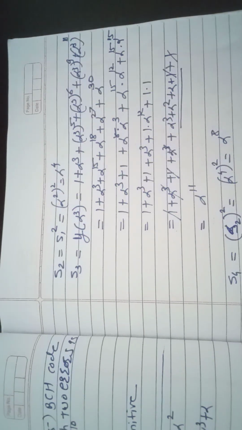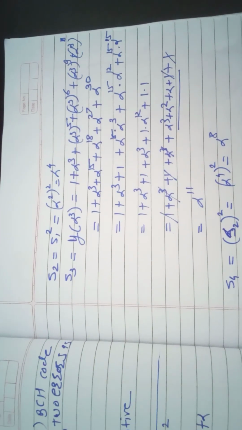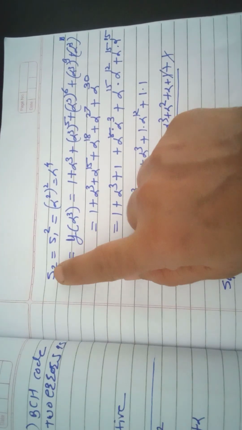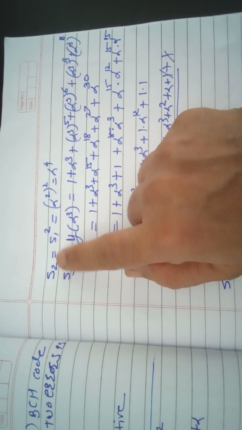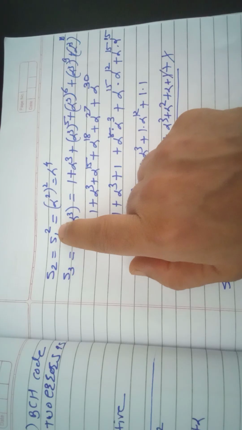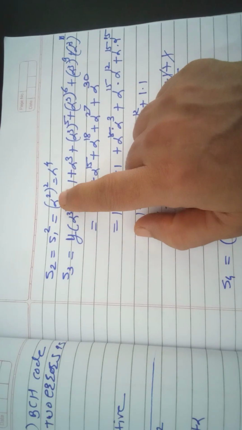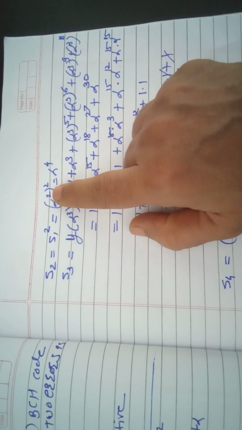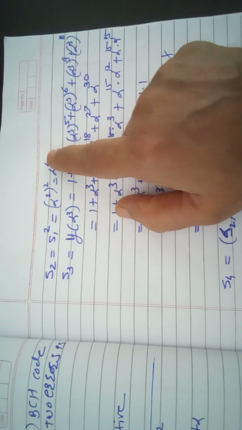Then let us find S2. We have already seen in one of the videos that S(i) squared is equal to S(2i), for the syndromes in case of BCH codes. So S2 we can write as S1 square. So S2 is equal to S1 squared, alpha square squared, that is equal to alpha raised to 4.